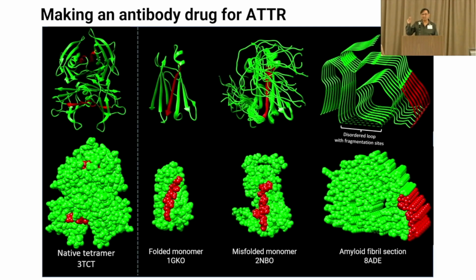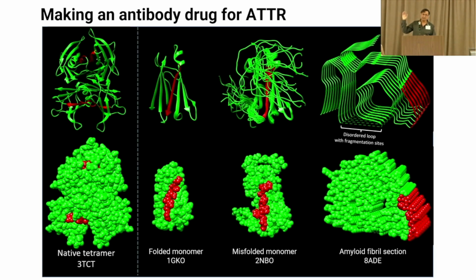Look at the ribbon diagram of the monomer, and you see that red strand. That red strand is nice and exposed in the monomer, and it's also exposed in the misfolded monomer when it's flopping around. And even in the amyloid fibril, that little red bit is all exposed along one side of the amyloid fibril.